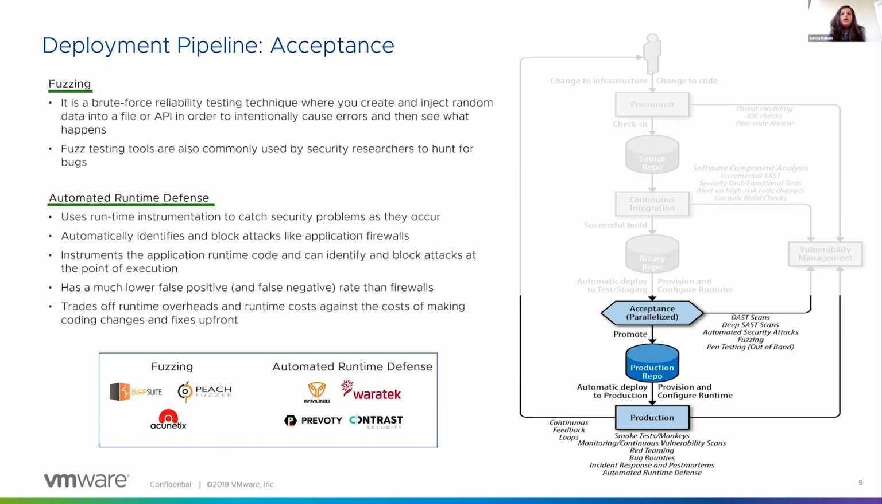Another kind of runtime defense technology is RASP, which uses runtime instrumentation to catch security problems as they occur. Now, like application firewalls, RASP can automatically identify and block attacks, but unlike firewalls, it is not a perimeter-based defense. So the RASP instruments run the application and can identify at the point of execution, like attacks or block attacks.